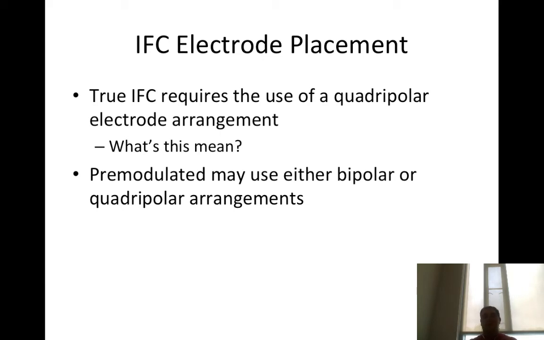Premodulated, which you'll see in some machines, may use either bipolar or quadripolar arrangements. So for pre-mod, we're using 2 channels with 4 pads, but the channel placement's a little different. Essentially, we'd have to do 2 different setups for the pre-mod. So channel 1 would be pad A and B, and channel 2 would be pad B and C, let's say, versus IFC, where channel 1 would be pad A only, and channel 2 would be pad B only. Does that make sense?